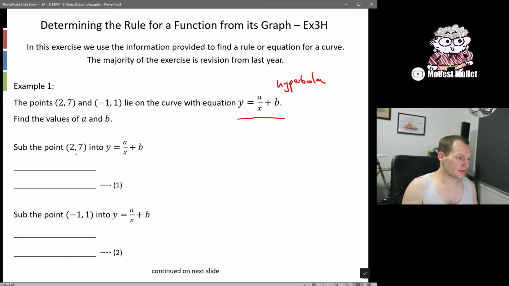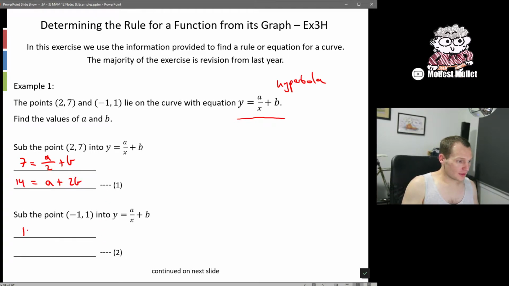So we'll do that. Let's sub the point (2, 7) into y equals a on x plus b. So we get 7 equals a on 2 plus b. And to make this a little bit easier to deal with, I'm going to multiply everything by 2 to get rid of that denominator. So I end up with 14 equals a plus 2b.